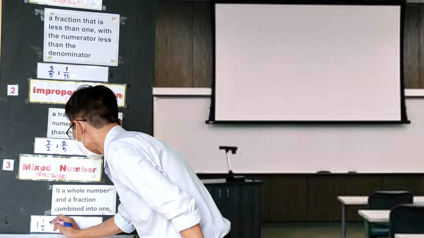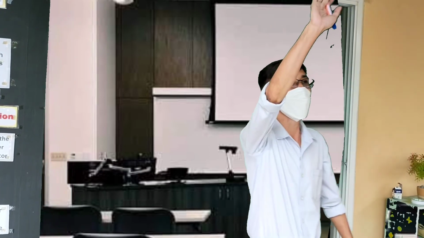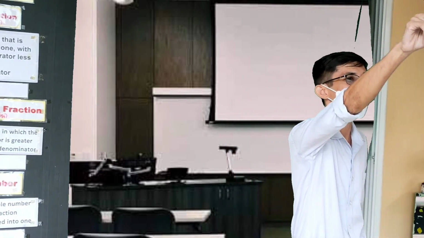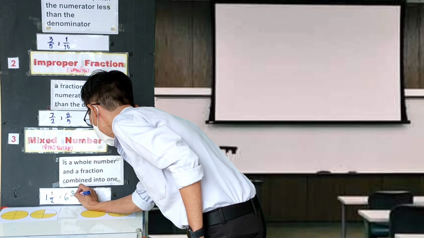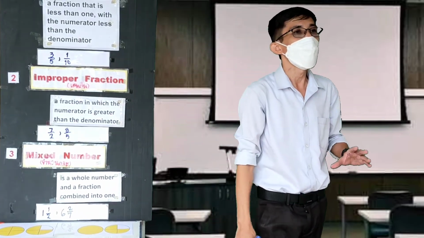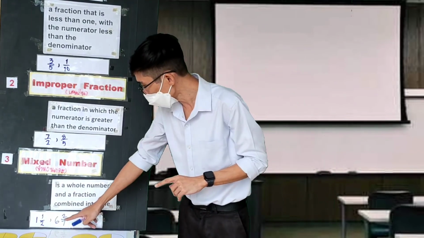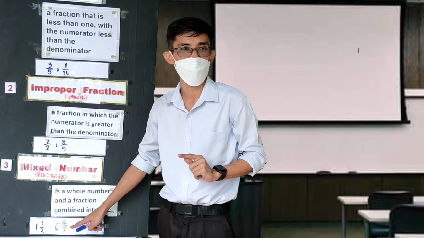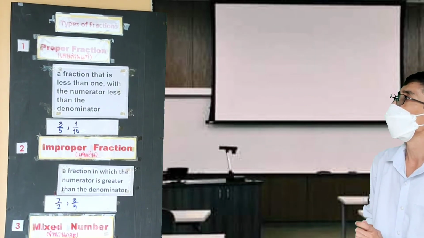Okay, who can give me another example? Anyone? Okay, the last guy at the back. Okay, Luis, what is your answer? Very good, okay? We have 6 and 2 over 7. So this is also an example of a mixed number. It is a combination of a whole number and a fraction. So these are the different types of fractions.